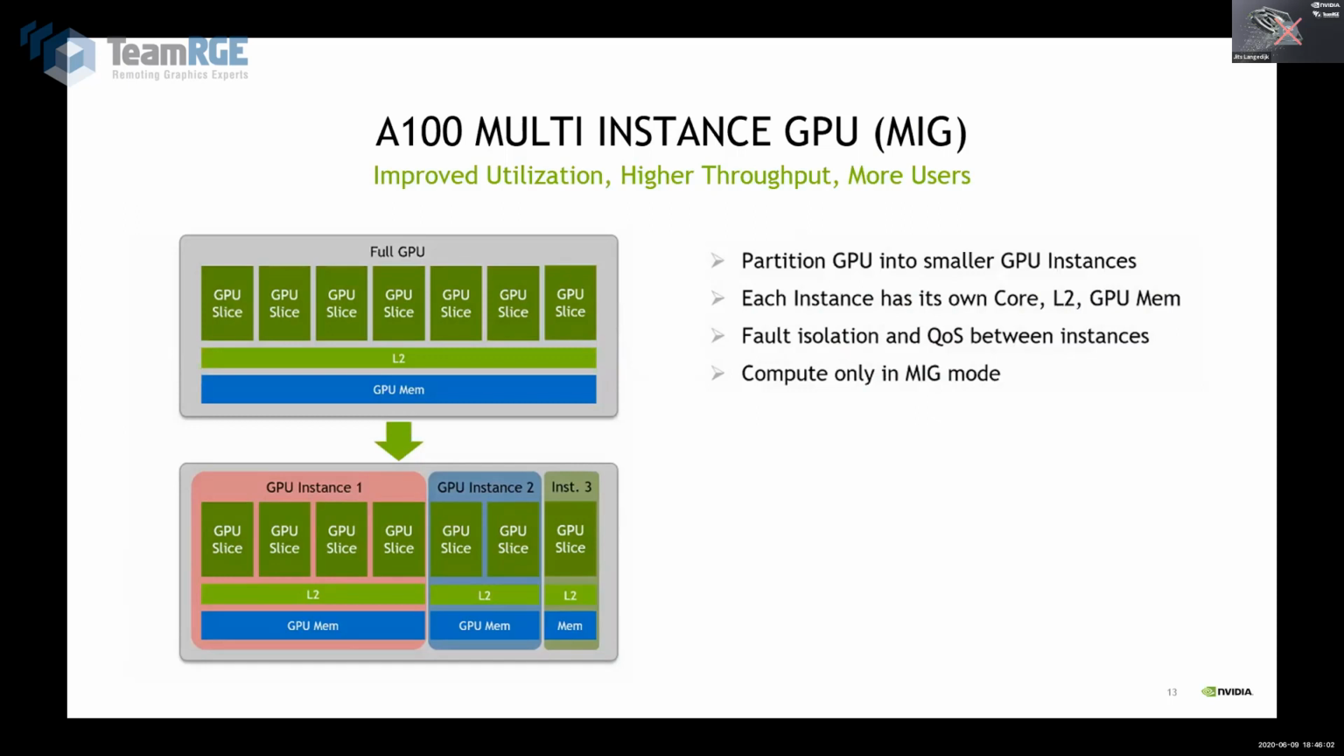With the MIG feature, we have the ability to carve up a physical GPU on a lower level, so to speak, and have different GPU instances. In this particular example, we have 3 instances. These are all isolated from each other, and they have their own cores and their own L2 GPU memory, and there's complete isolation and quality of service between all those instances. So this again allows a more flexible workflow in your organization with one or multiple GPUs. Bear in mind, this is compute only at this time.